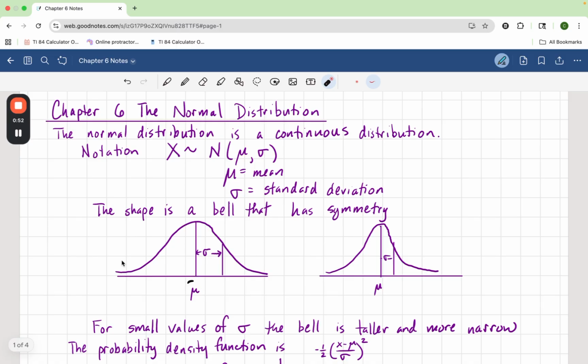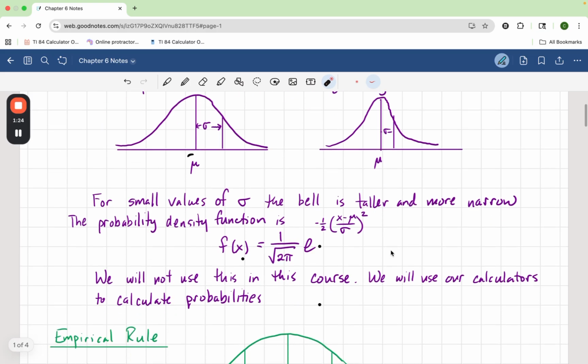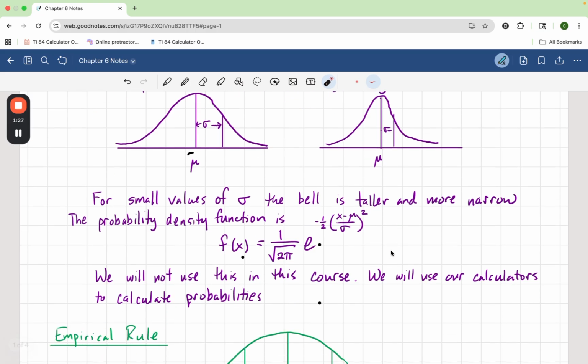Okay, so the normal distribution is a continuous distribution. The notation is x squiggly big N with mu comma sigma. Mu is the mean, sigma is the standard deviation. The shape is a bell that has symmetry. The first one, the standard deviation sigma here, is bigger than this one over here, so the data is wider in the first shape than the second shape. For small values of sigma, the bell is taller and more narrow.